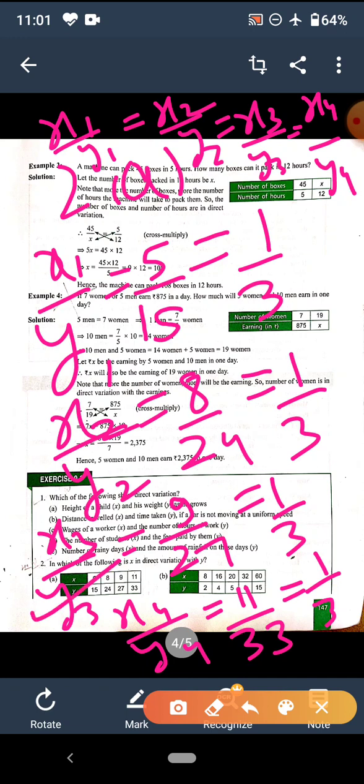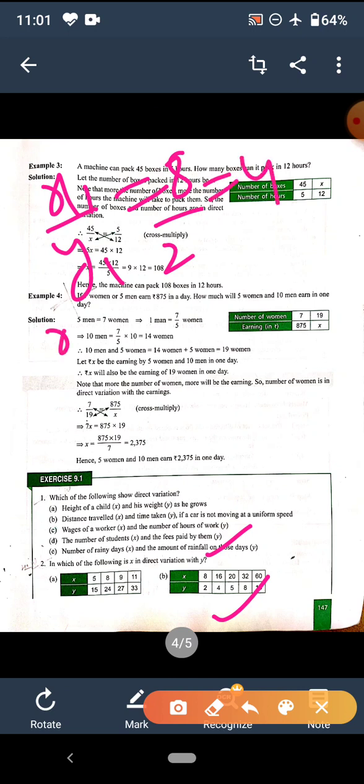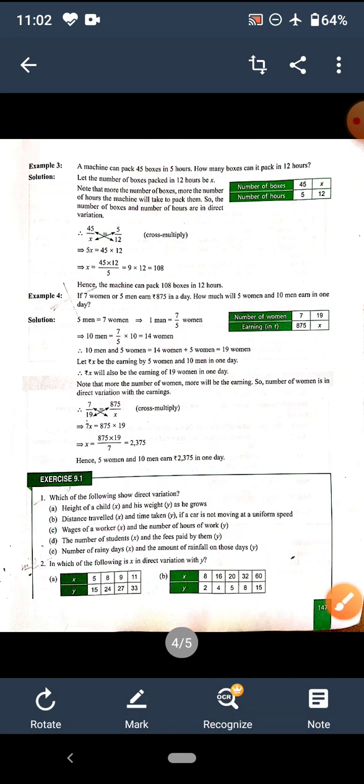Now let's take the second one, 8 upon 2. So what do you see? 8 upon 2 is 4. Now next is x2 upon y2, 16 upon 4, that is 4. Now 20 upon 5, x3 upon y3, that is 4. 32 upon 8, that is also 4. 60 upon 15, that is 4. So they are also in direct variation. Okay, so you have to find out the ratio.